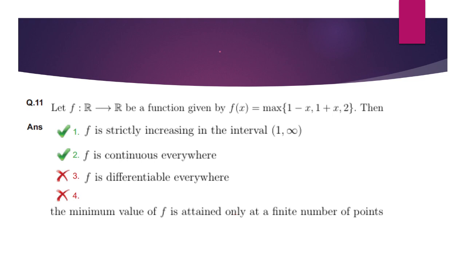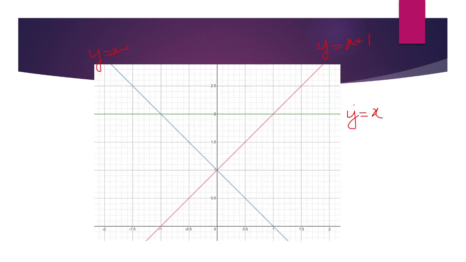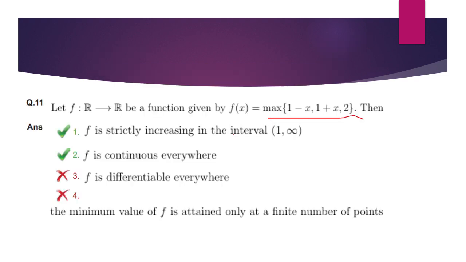Now we are asked the maximum of 1 minus x, 1 plus x, 2. So what do we do? y is equal to 1 minus x, y is equal to 1 plus x, and y is equal to x. We draw three lines, this, and this. So we are asked the maximum. So maximum would be this, and this. This would be a maximum. Sorry for the not so straight lines.